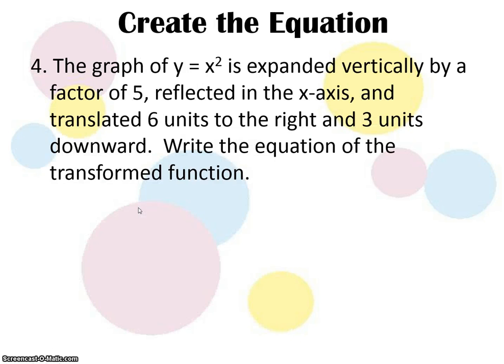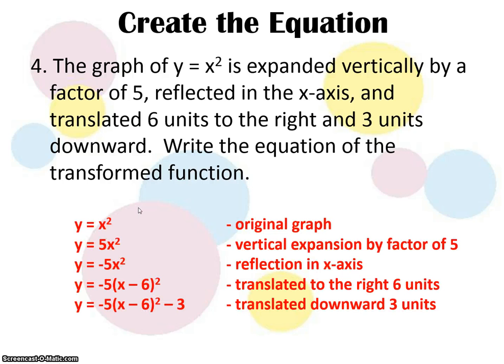The very last question is, if they gave you the original graph and they told you it was a parabola, x squared, they're now going to tell you it's expanded vertically by a factor of 5, reflected in the x-axis, and translated 6 units to the right and 3 units down. So write the equation of the new function. Let's go in order. Here's the original graph.